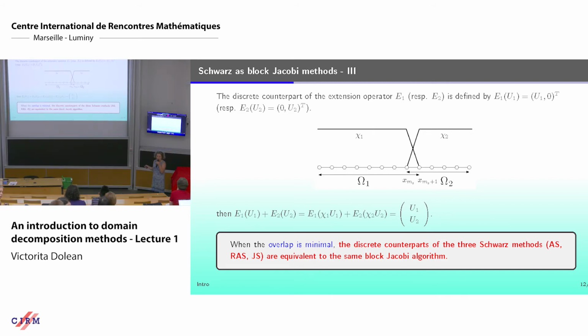You hear me? Okay. So when the overlap here is minimum, the discrete counterparts of the three Schwarz methods, additive Schwarz, restricted additive Schwarz, Jacobi Schwarz, are equivalent to a block Jacobi algorithm. So now I'm just keeping an eye on time.